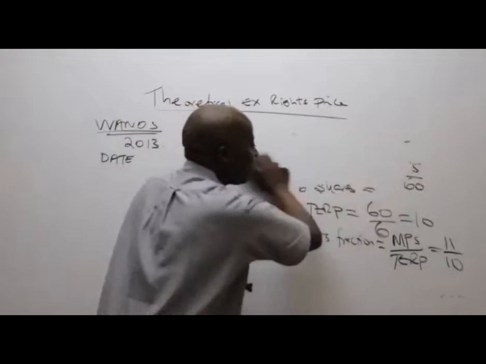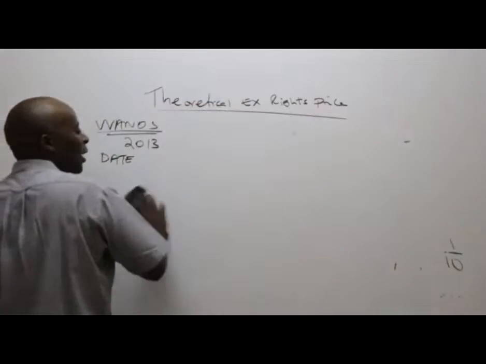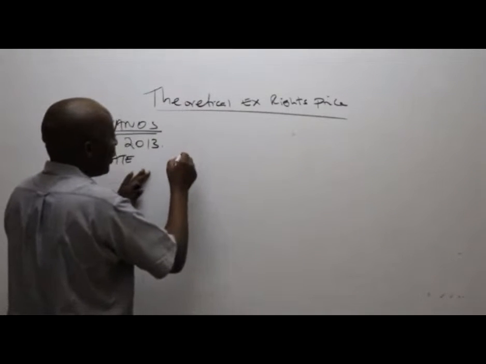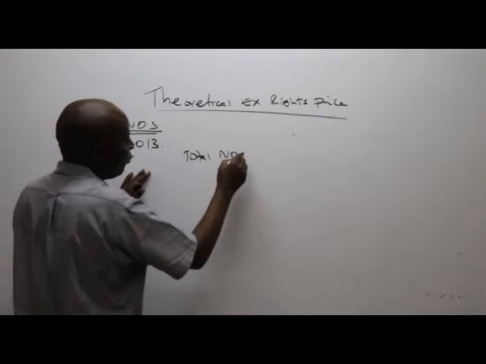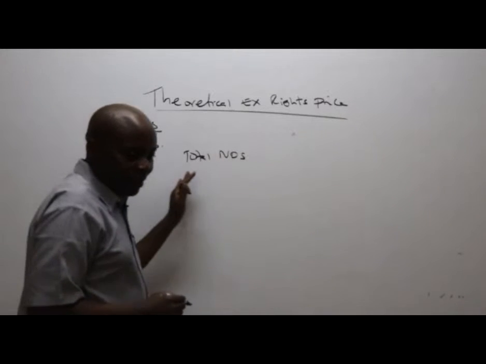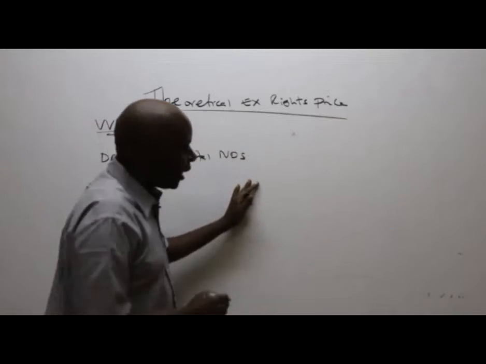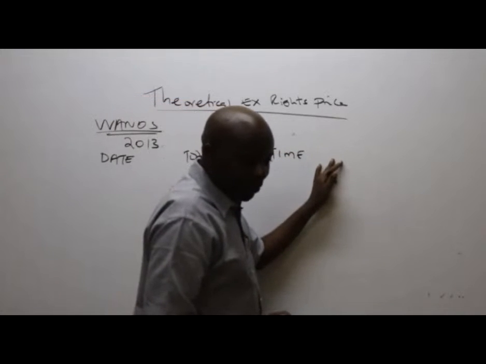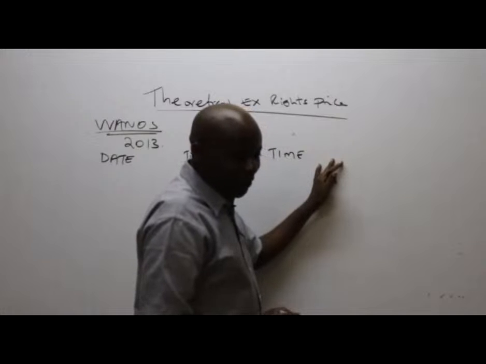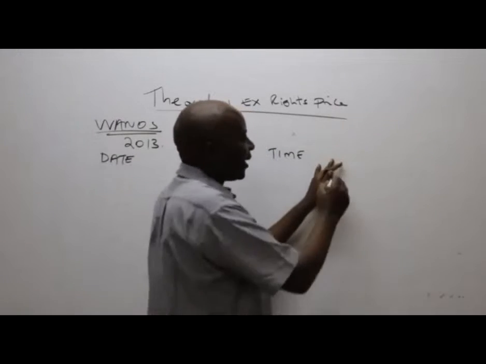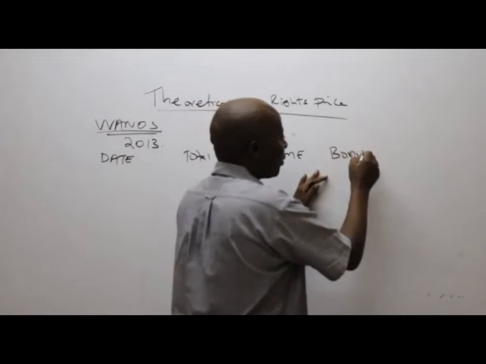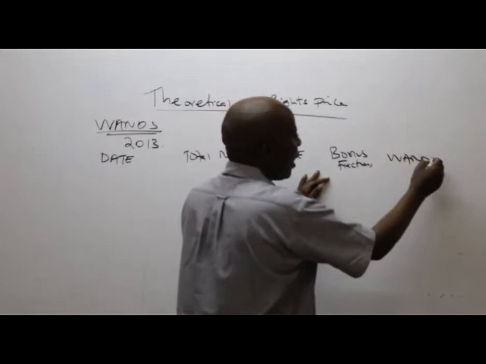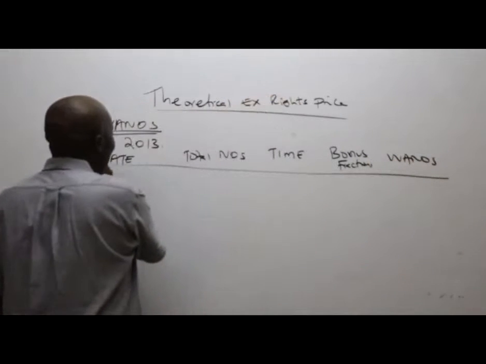So we have the date. Now, out of this date, I would want to know the total number of ordinary shares. After that, we have the time. After that, the weight, the bonus fraction. We have the bonus or the rights fraction, isn't it? And then lastly, we have the one-os like that. Remember, you must isolate.